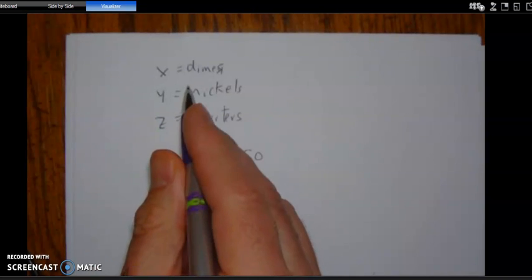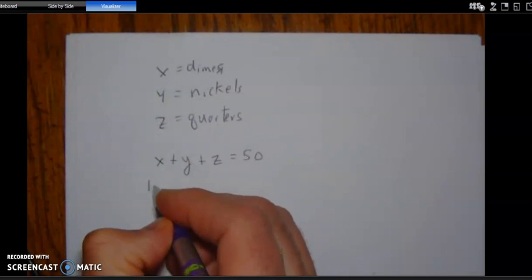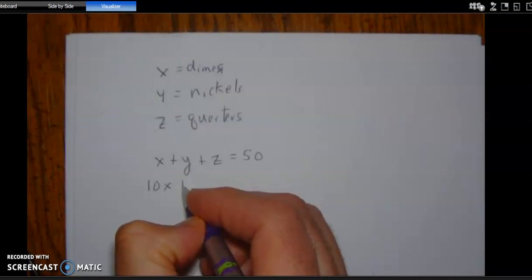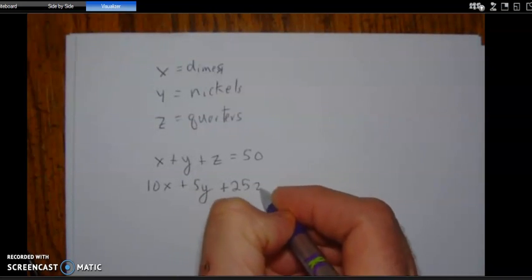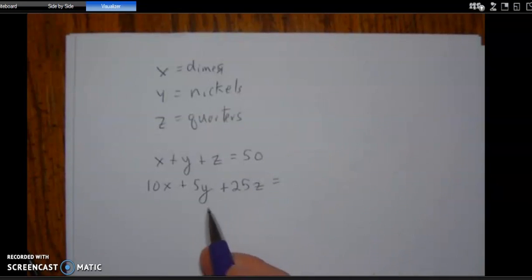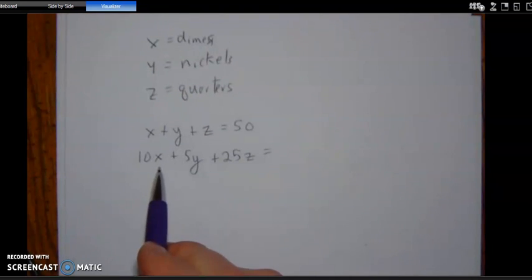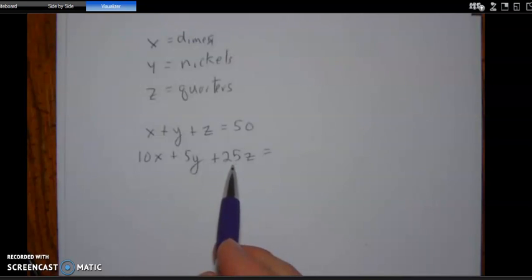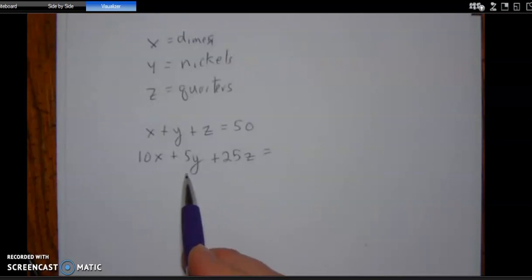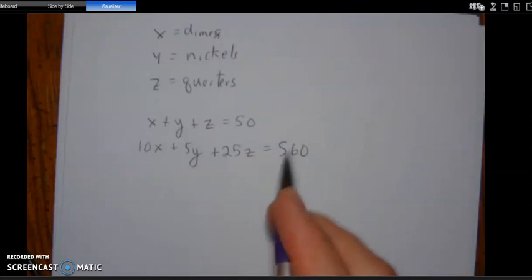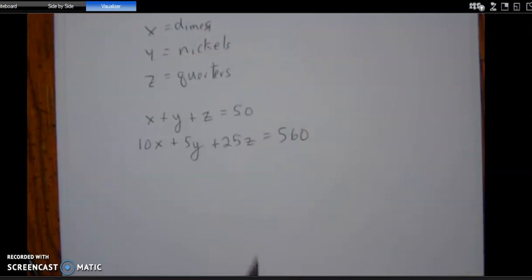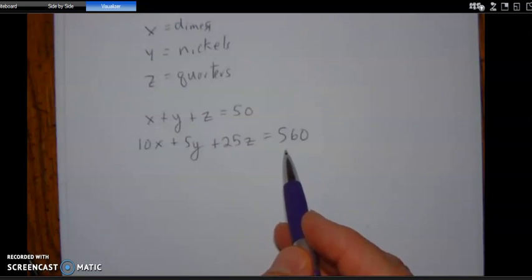So let's see. I went ahead and let x equal a dime. So if I take 10 times x plus 5 times y plus 25 times z, I'm multiplying the amount of coins by its cent value. So that means that 10x plus 5y plus 25z would be 560 cents. They tell me that the coins are worth $5.60.